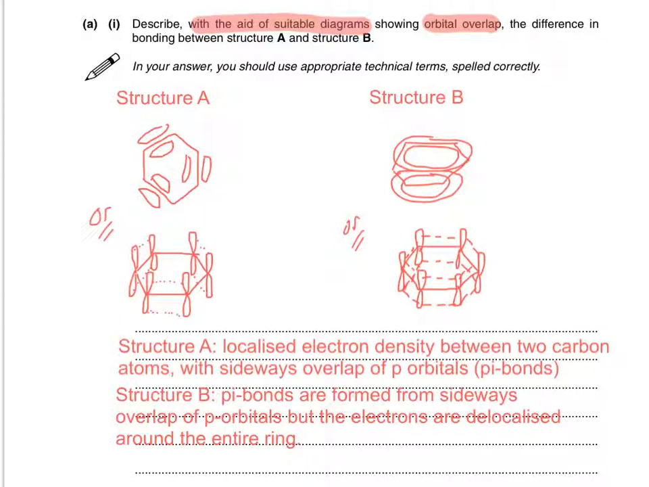So that's the kind of language they're looking for, not just it's got double bonds or it hasn't got double bonds. So things like delocalized are what they're after. So you'll see that I put localized and delocalized in there. That could be the appropriate technical term they're after up here, spelled correctly. Okay, so let's go to the next page now.